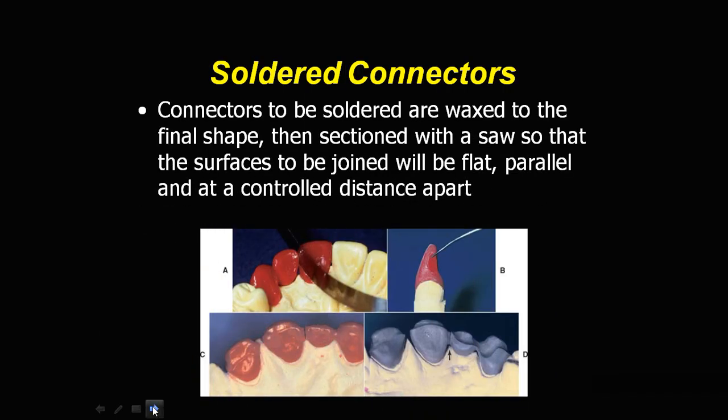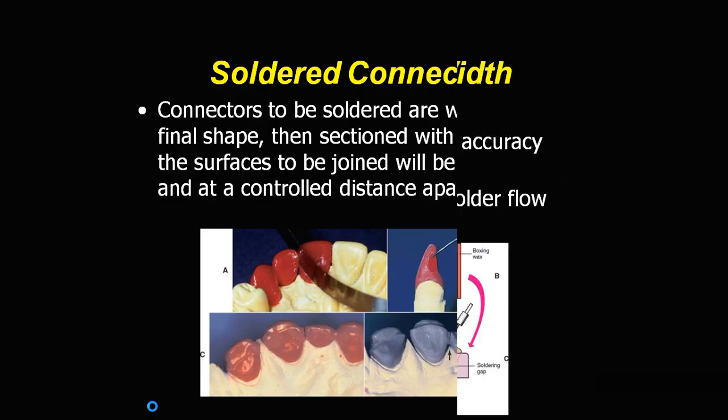Moving on to soldered connectors. Here, the connectors to be soldered are first waxed to the final shape. They are then sectioned with a fine saw so that the surfaces to be joined will be flat, parallel, and at a controlled distance apart.